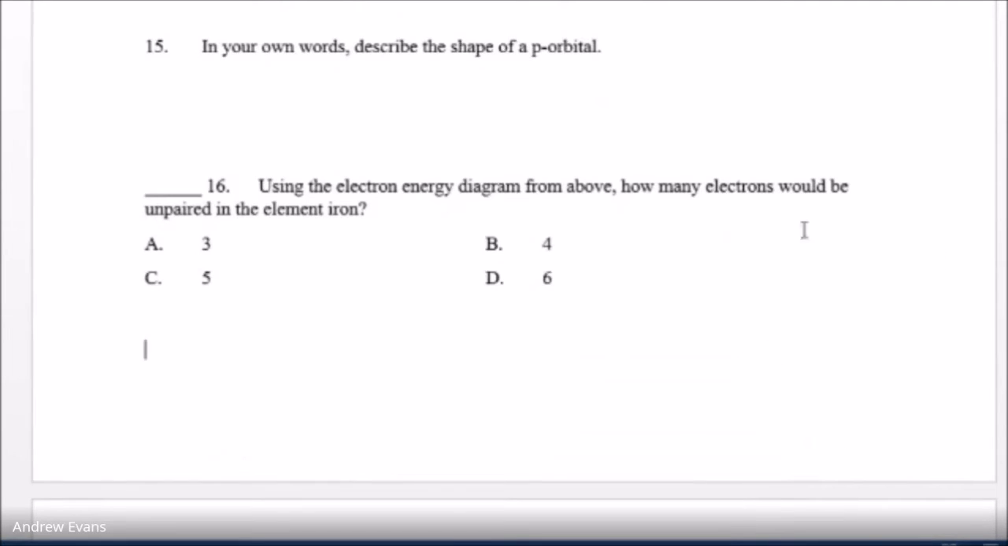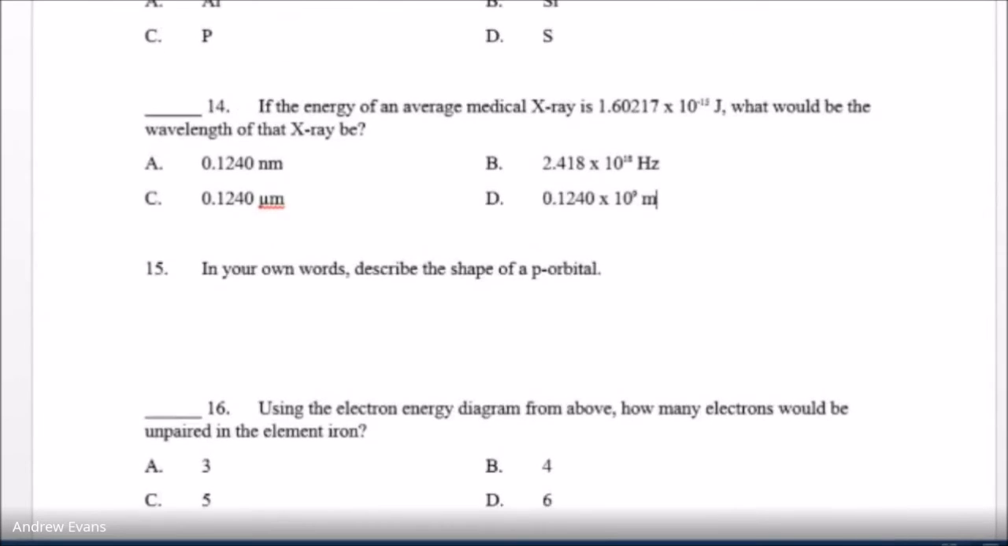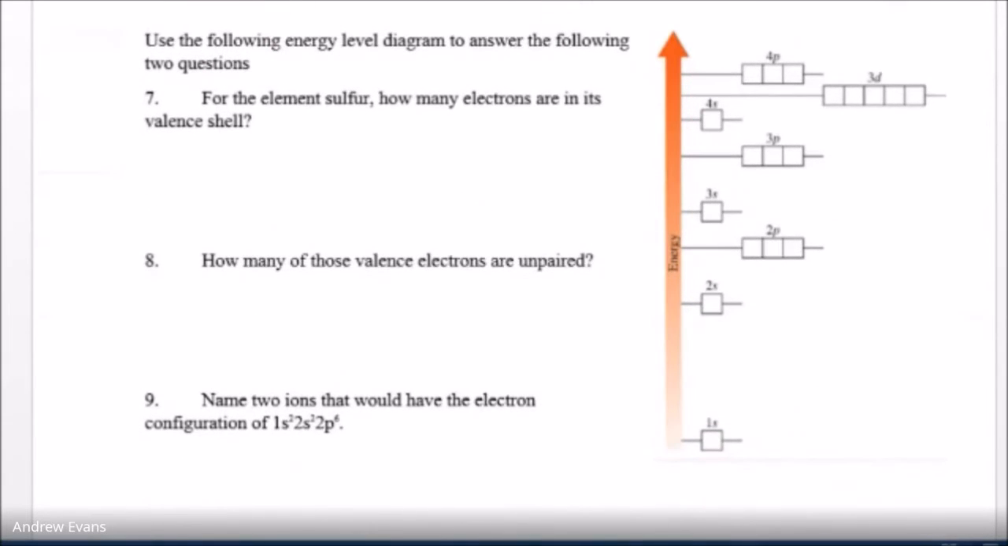This one, using the electron diagram from above, how many electrons would be unpaired in the element iron? So, using it from up here, back up to here, iron is the sixth element into the d orbitals. Sixth element, so you would have filled this all the way in, and you put 6 in. 1, 2, 3, 4, 5, 6. So that means 1, 2, 3, 4 are unpaired.